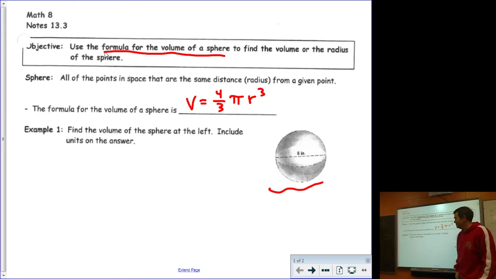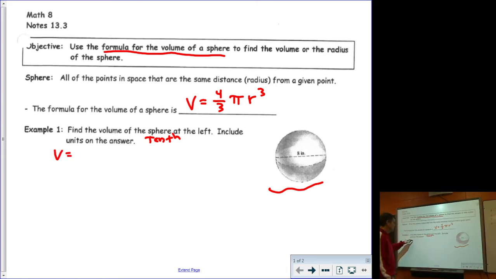Let's go right to it. Find the volume of the sphere at the left, include units. And I'm going to go ahead and round my answer to the nearest tenth. So, the first thing I like to do is write down the formula. Volume equals 4/3 times pi times the radius cubed.